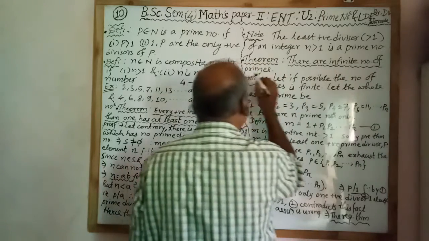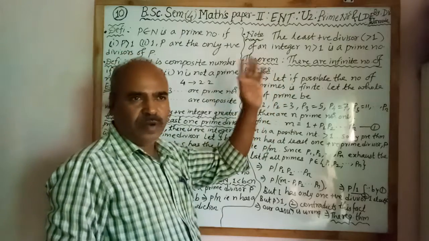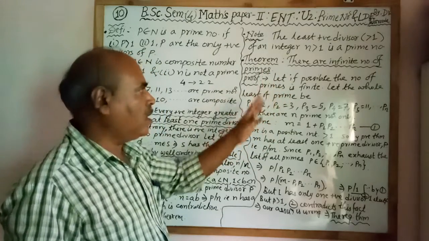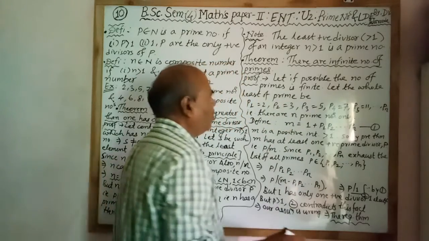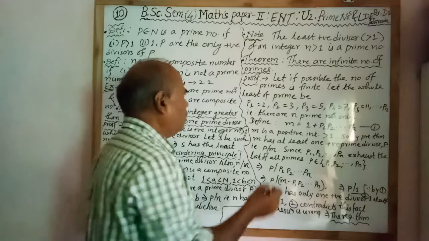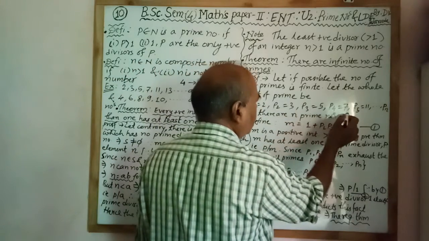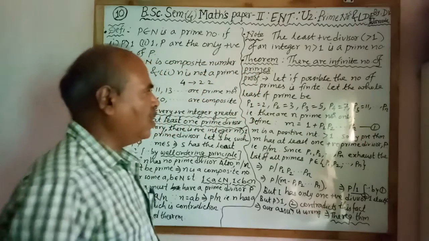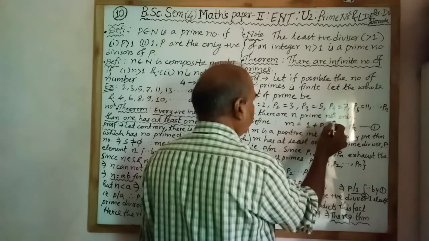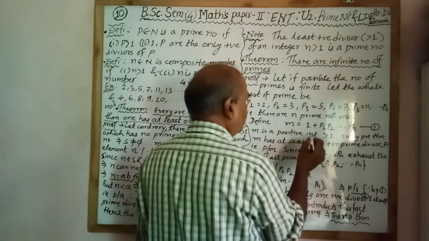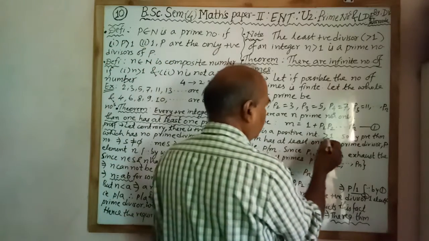We prove the theorem: there are infinitely many primes. This theorem we also prove by the method of contradiction. We suppose, contrarily, that the primes are finite. Let the whole list of primes be given by p1 equal to 2, p2 equal to 3, p3 equal to 5, p4 equal to 7, p5 equal to 11, and so on up to pn. All these are primes, that is, there are only n prime numbers. We define m equal to 1 plus p1 into p2 into so on pn. m is a positive integer greater than 1.